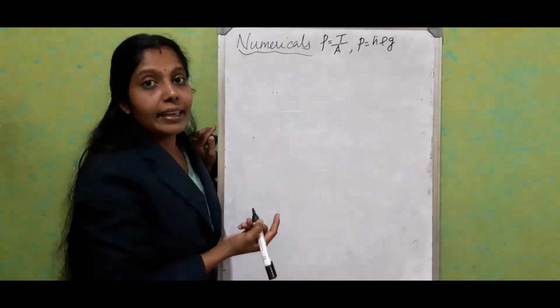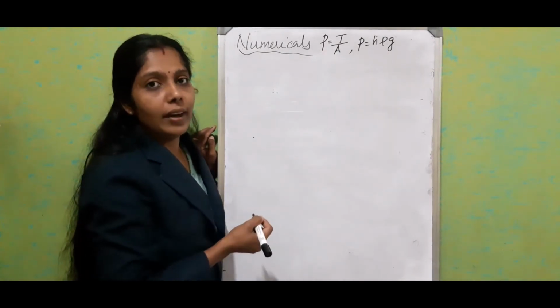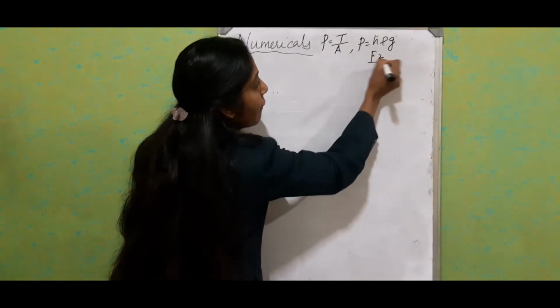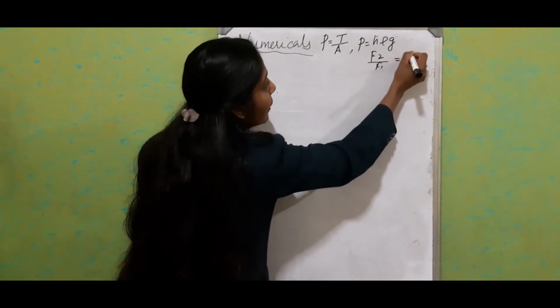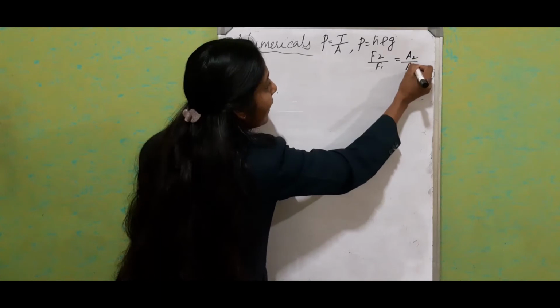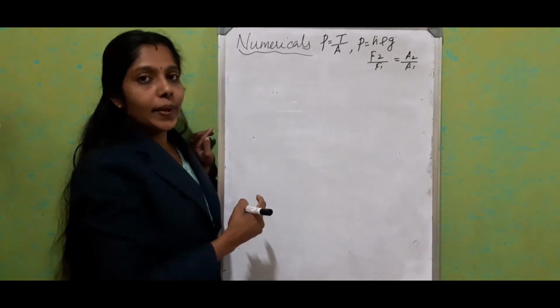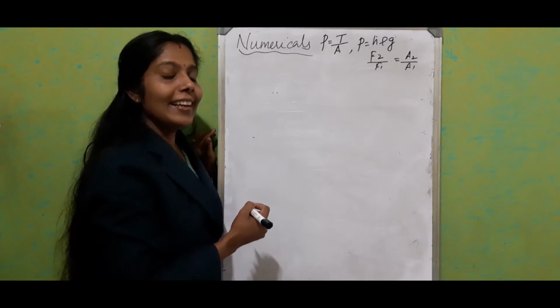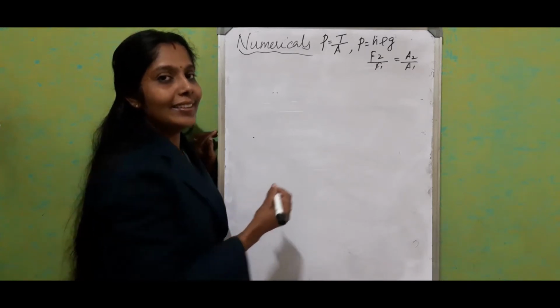And we studied a relationship related with Pascal's law. There we studied an equation F2 by F1 is equal to A2 by A1. So these are the equations we need to solve the numericals. Let's see the first numerical.